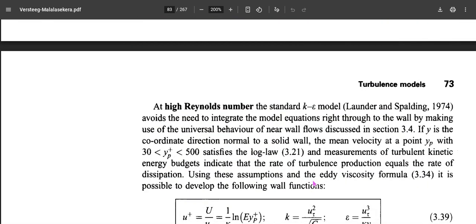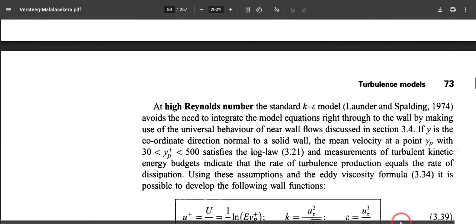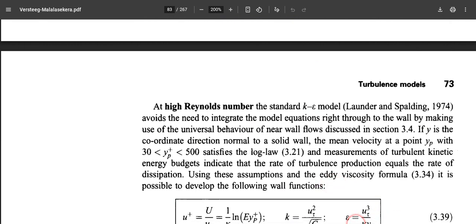So hopefully in the next video we will see how, for the specialized case of high Reynolds number, the standard K epsilon model can be altered and tuned for high Reynolds number flows. Thank you.